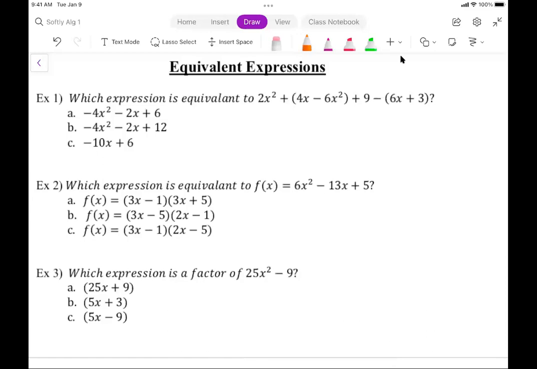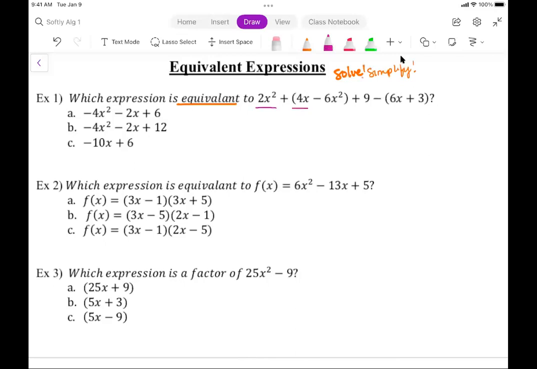And then I'm going to work out how to solve everything by hand, which is what we've been doing in math models. So on example 1, it says, which expression is equivalent? That means they are the same to 2x squared plus 4x minus 6x squared plus 9 minus 6x plus 3. So the first thing I need to do to this is solve, or another word that I'm going to be using is simplify.